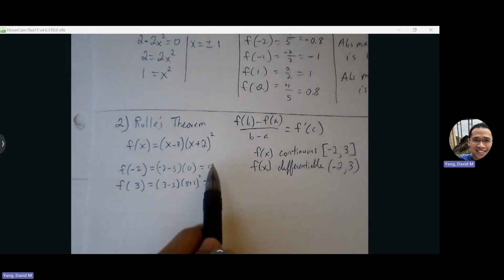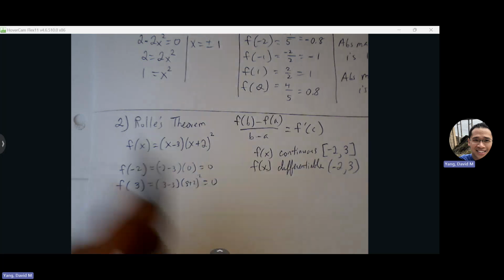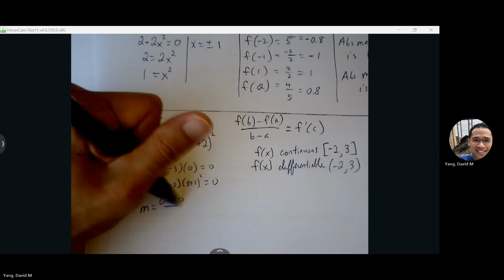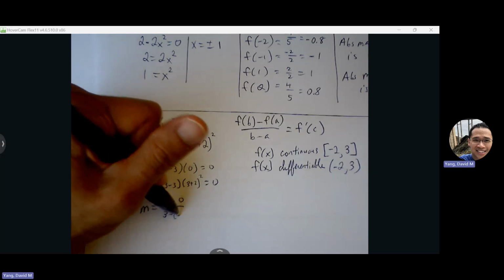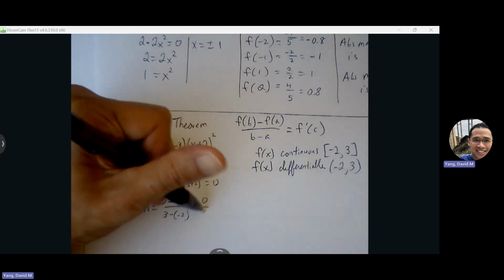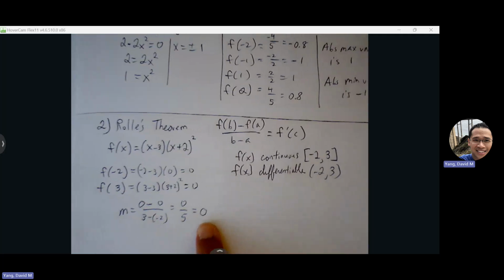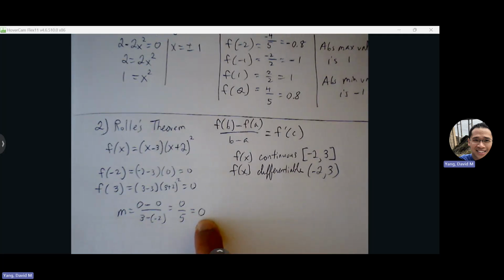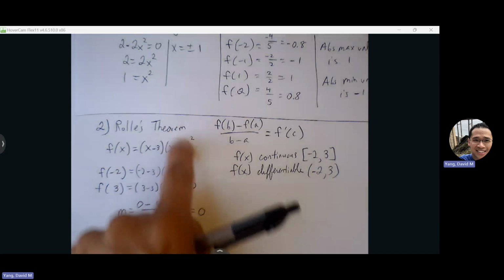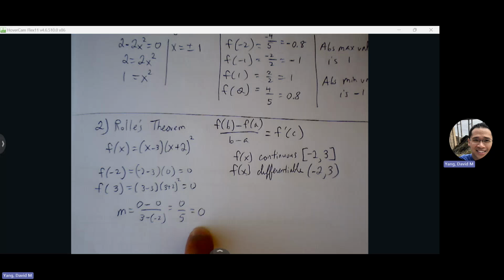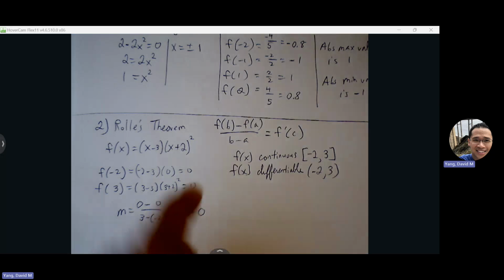So it's not because this is 0, it's because the slope is 0, right? Because the slope between the endpoints is change in y over the change in x. And 0 over 5 is a real number. It is 0. So that confirms that Rolle's theorem can be applied. We know there is going to be a slope 0 somewhere along this curve. And now we're going to make the derivative tell us where that slope 0 is going to exist.